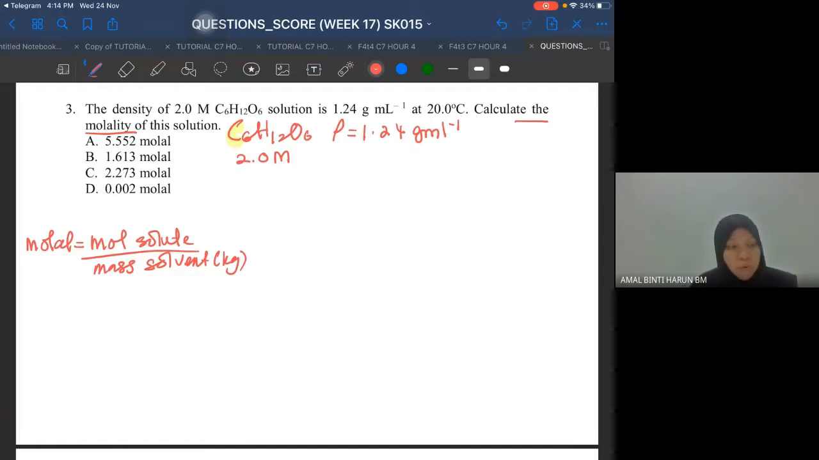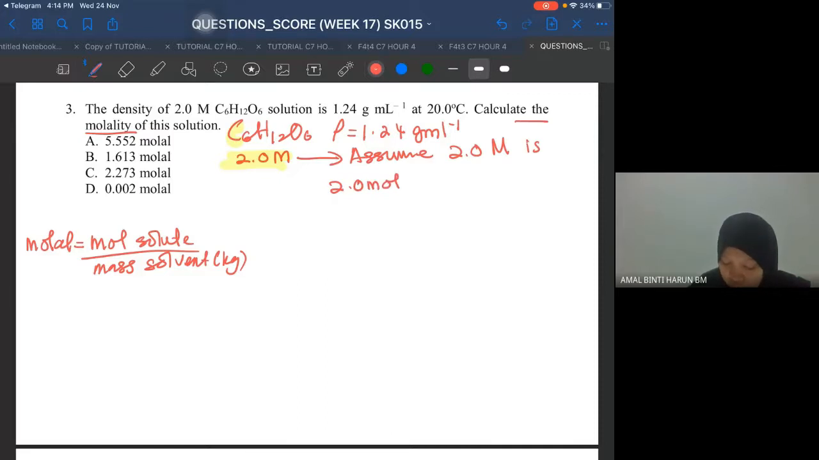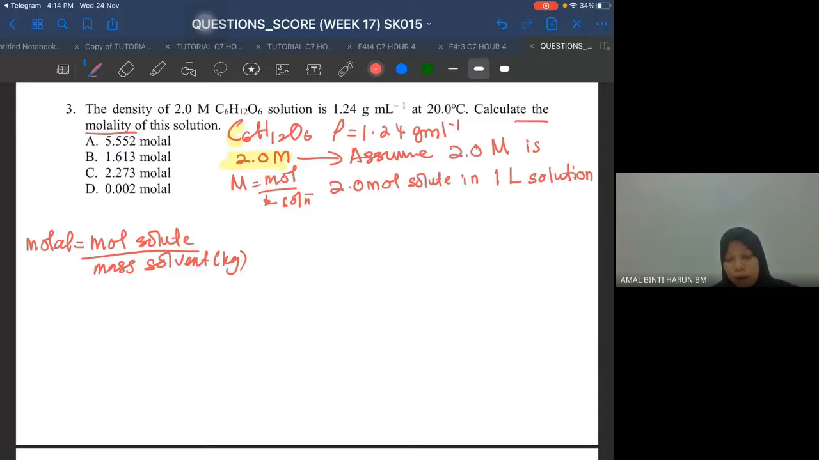Right, macam mana nak cari mole? We have the mole of this solute, we don't know. Do we have the mass of solvent? Pun tak tahu. Since we are given the molarity, 2 molar, so we start from the information given. 2 molar, meaning that, okay, apa maksud dia? We can assume that this 2.0 molar solution is 2.0 mole solute, ataupun glucose tu, in 1 liter solution. Kenapa saya kata solution bukan solvent? Because formula molarity adalah mole per liter solution, bukan solvent. So alert dengan perbezaan formula-formula molarity dan molality.